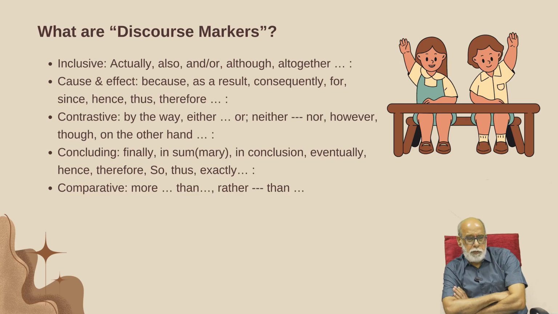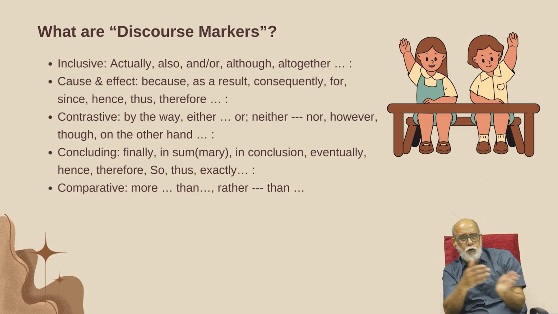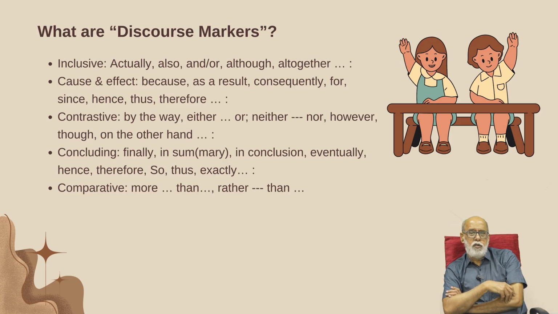But like prepositions, they have certain functions. If you want to include two, three sentences, what you have said before and what you are going to say after, then you use actually, also, and, or, although, altogether.